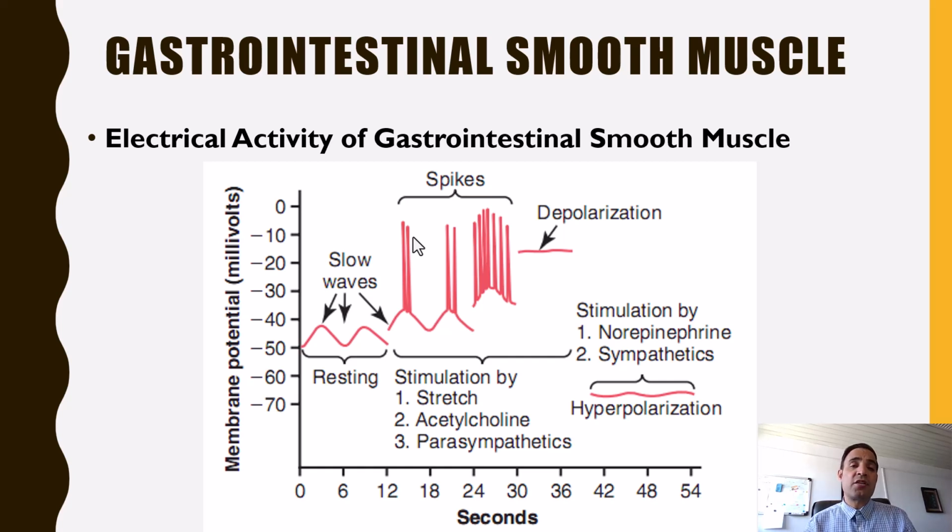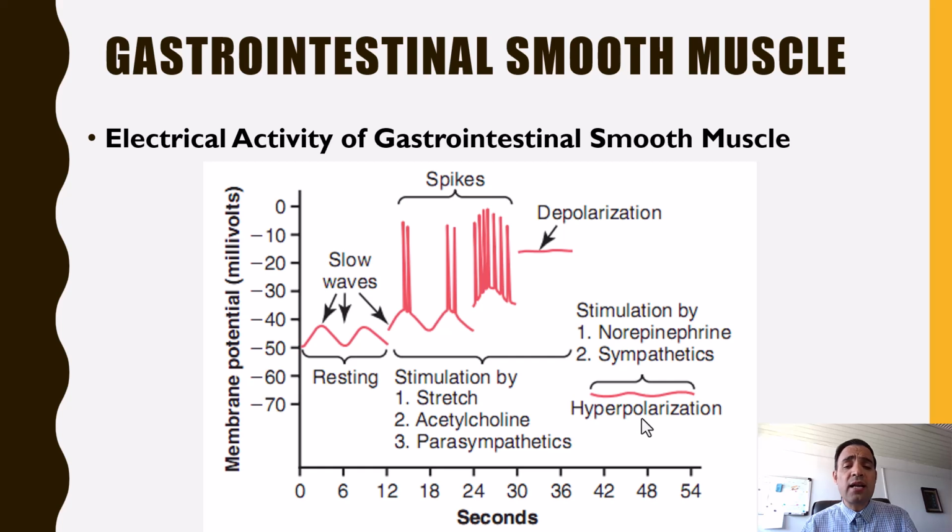The number of these action potentials depends on the magnitude of the stimulation. For example, if the stretch is very soft, the spikes are few. The number is not very high. But if the stretching is strong, as you can see, the number of action potentials will increase several times. And this could happen by the hormones or by parasympathetic activity or acetylcholine.